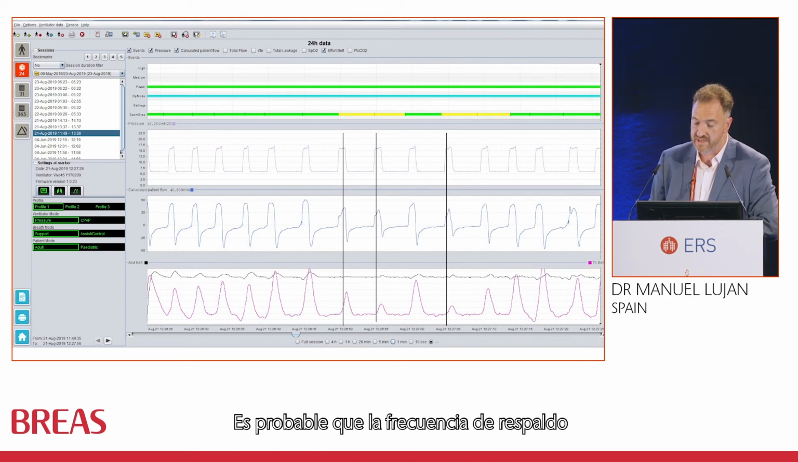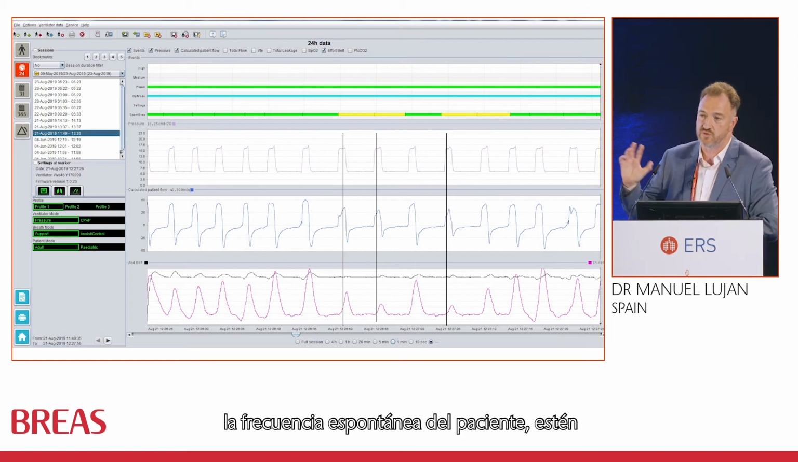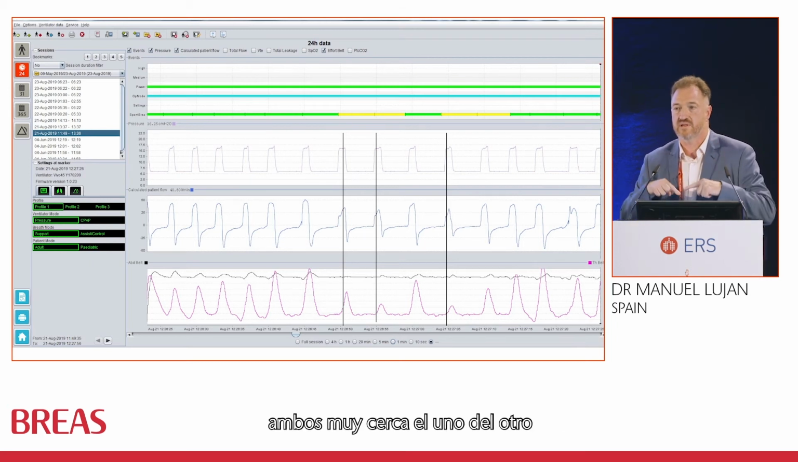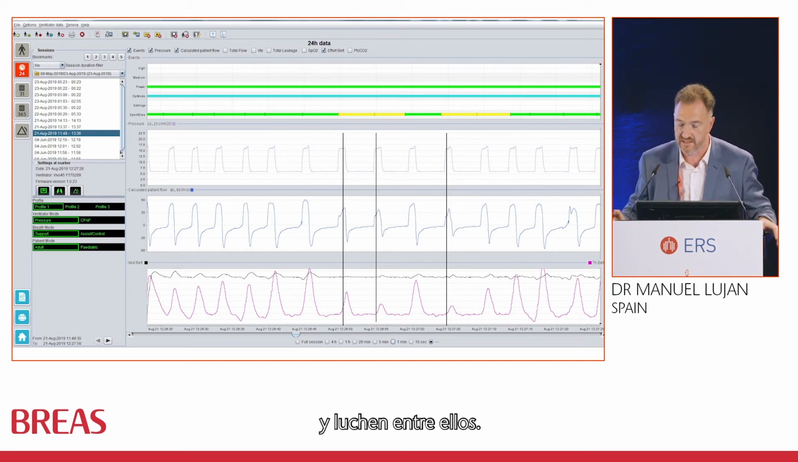Probably it might be that here the backup frequency in the ventilator and the spontaneous rate of the patient are really close and are fighting one against another.